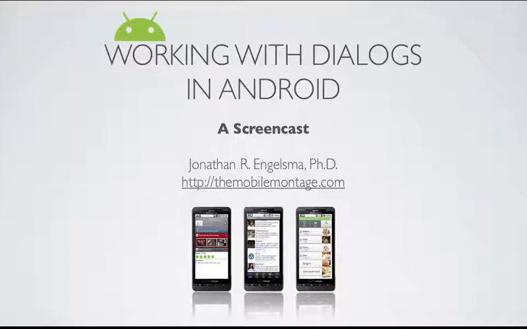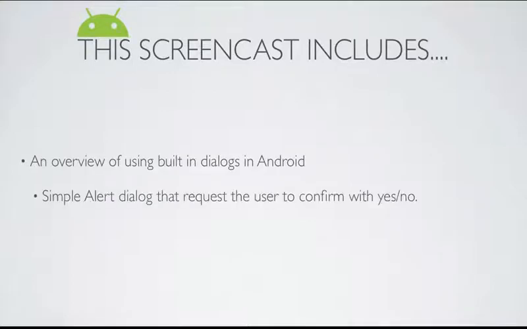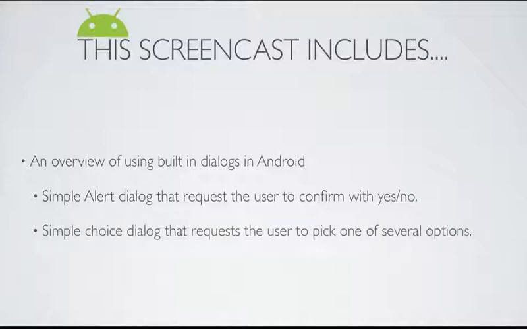In this screencast, we're going to demonstrate working with dialogs in Android. What we're going to cover here is built-in dialogs that Android provides for us. In particular, we're going to look at just a simple alert dialog that pops up and requests the user to confirm with a yes or no. And then we're going to look at a choice dialog that requests the user to pick one of several options.